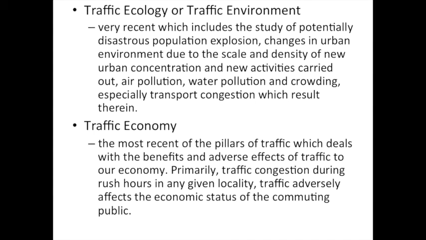Next is traffic economy, the most recent of the pillars of traffic, which deals with the benefits and adverse effects of traffic to our economy. Primarily, traffic congestion during rush hours in any given locality adversely affects the economic status of the commuting public. So here's the thing. The flow of traffic directly affects the economy.